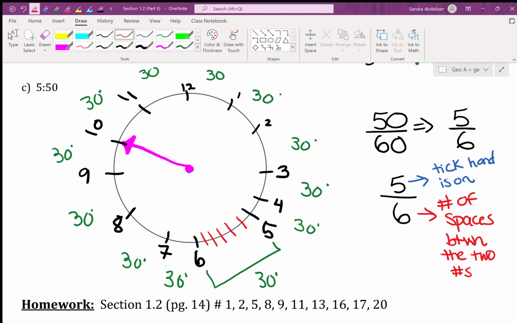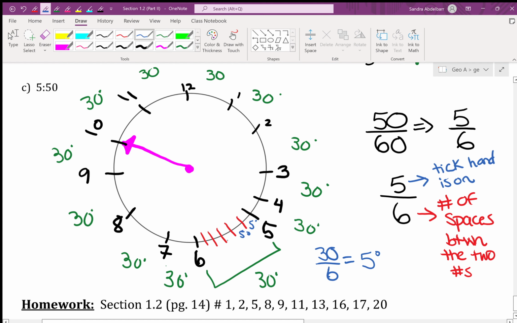Sorry. All right, so we're going to do 30 divided by 6, and that's going to be 5. So that means it's 5 degrees between the slashes. All right, and now the hand is going on which slash? The 5th one. 1, 2, 3, 4, 5. This one right here. Now we want the angle that's less than 180 degrees.